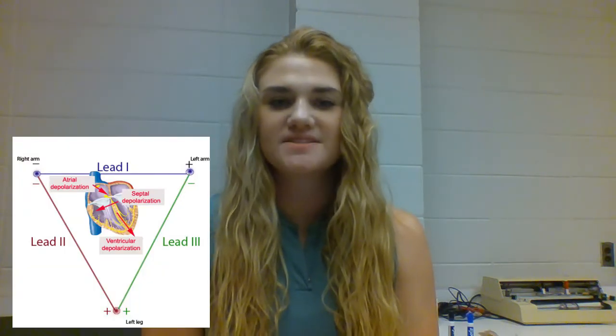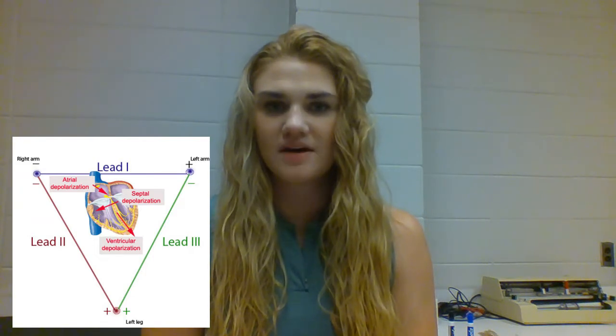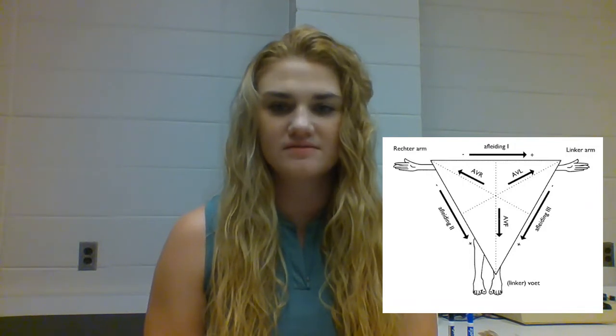From these 4 electrodes, we get 6 different leads of the heart's electrical activity. Or we can think about this as 6 different frontal plane views of the heart's function. These 6 leads are divided into 2 groups: bipolar leads, both positive and negative, and augmented leads, only a positive electrode. You can see here we have lead 1, lead 2, lead 3, AVF, AVL, and AVR.